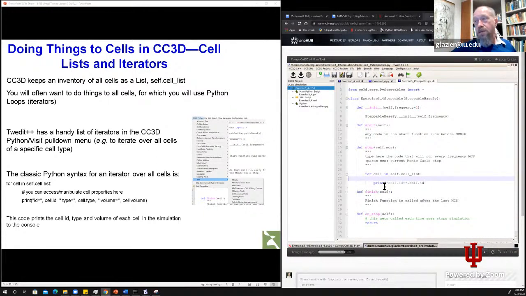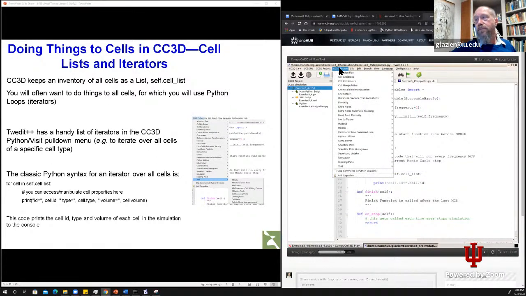In this case, it's going to print the ID of the cell, not do anything very exciting with it. But I could do something more elaborate. I could make the cell grow. I could make the cell disappear. There are a bunch of different iterators that are available. And again, if I go to CC3D Python and I go under Visit at the bottom, that gives me the options that are possible. I can go to all cells. I can go to all cells of a given type.